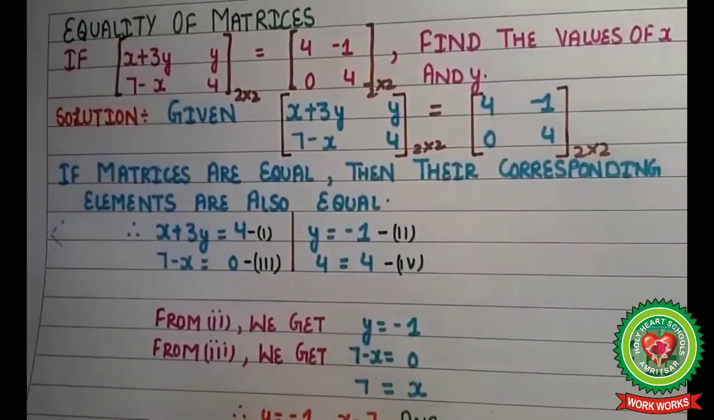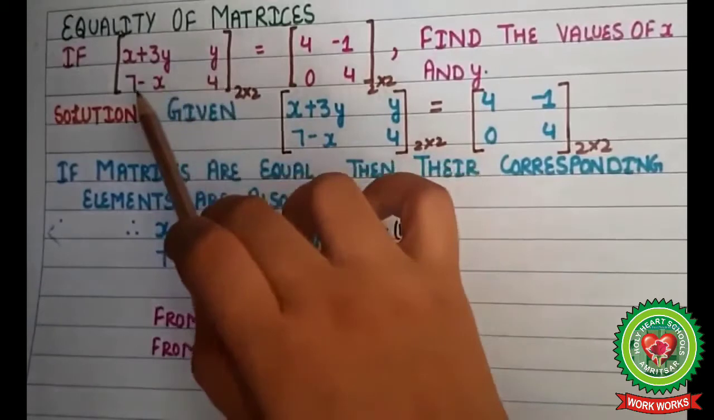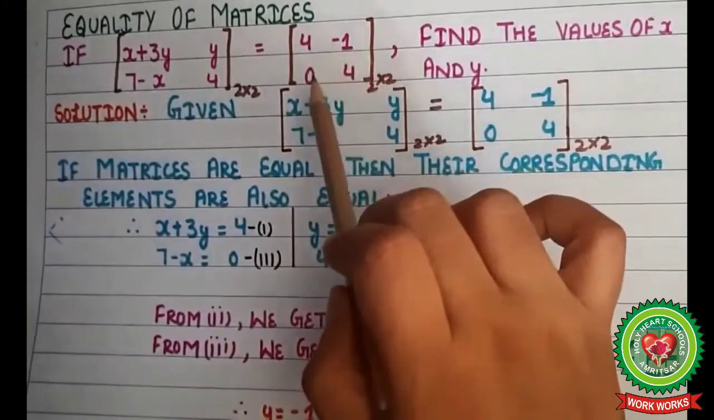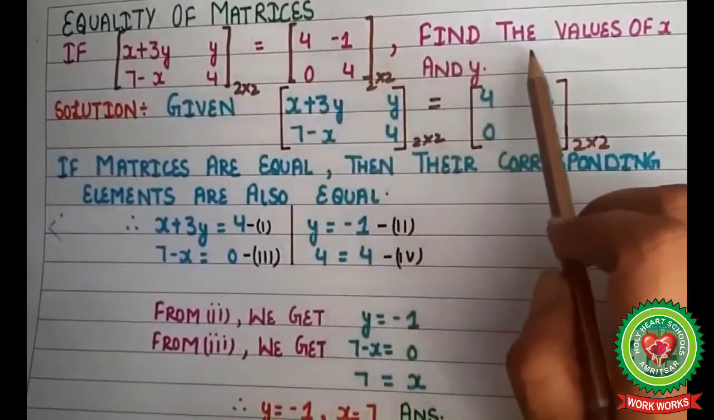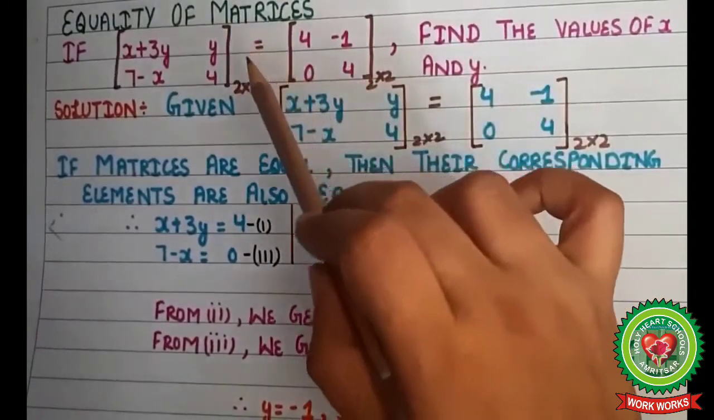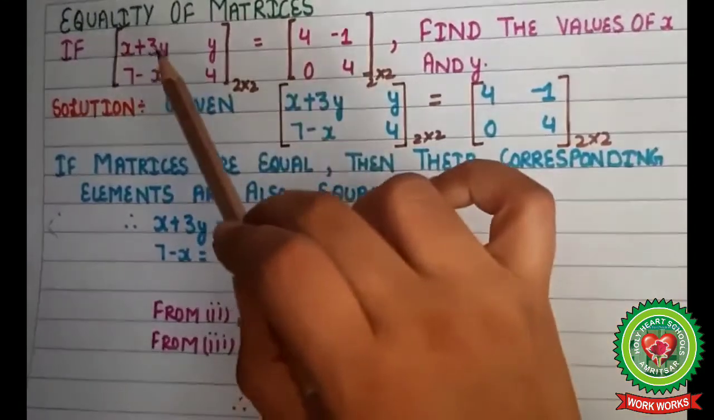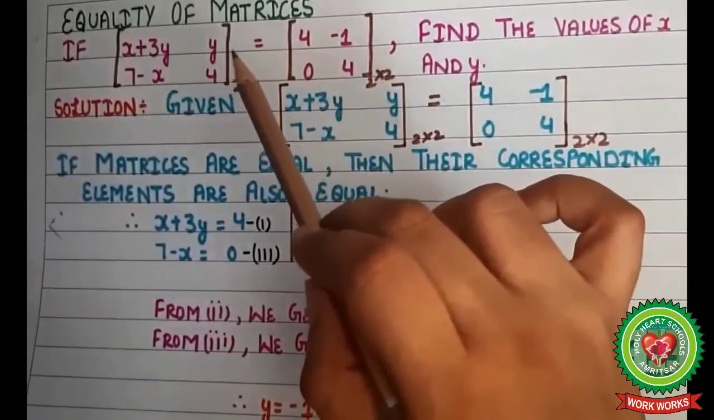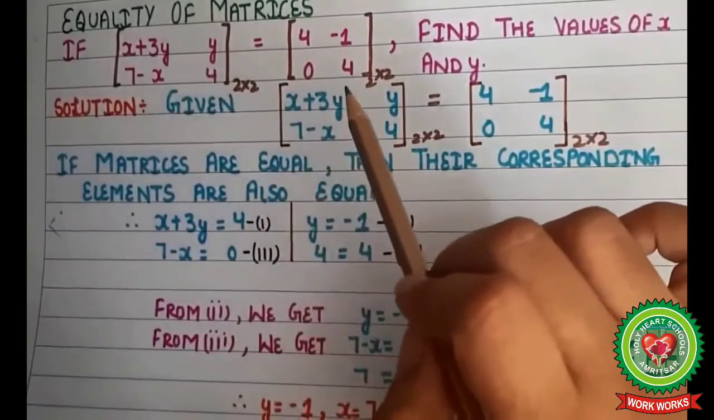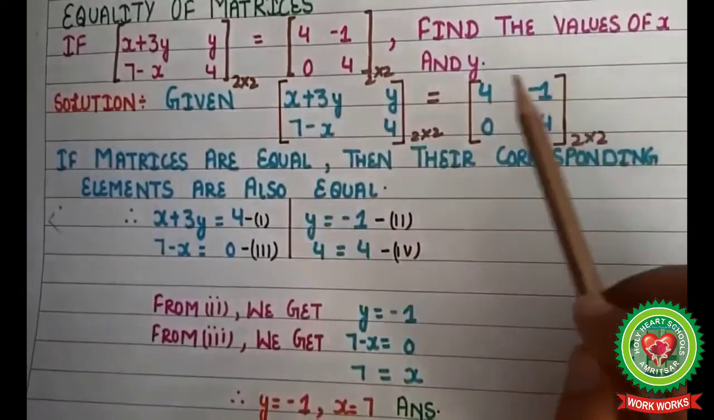Now let's start with the question. Statement is, if x plus 3y, y, 7 minus x, 4 is equal to 4, minus 1, 0, 4, find the values of x and y. Now here children, see, equals sign is given. Means these both matrices are equal. First element is equal to this first. Second element equals this. Third equals this. And fourth equals this. Now by using the rule of equal matrices, we will find the values of x and y.